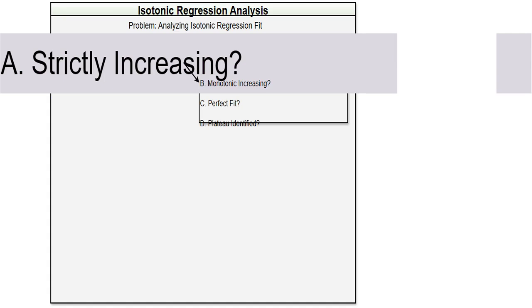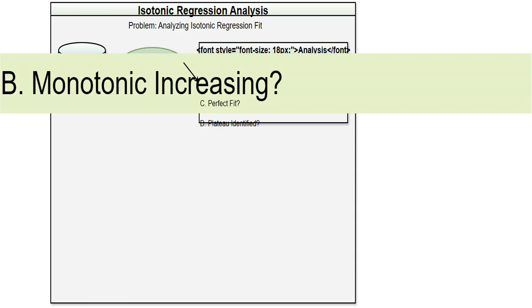Let's check whether there's a plateau in y_fit. A plateau would mean that y_fit values remain constant for some consecutive inputs. Looking at y_fit, I can see the values 2.5 repeat. This confirms a plateau. I'll check if the y_fit values always increase or stay the same as the x values increase. In this case, the values never decrease, they either increase or stay the same. Therefore, the regression is monotonic increasing.